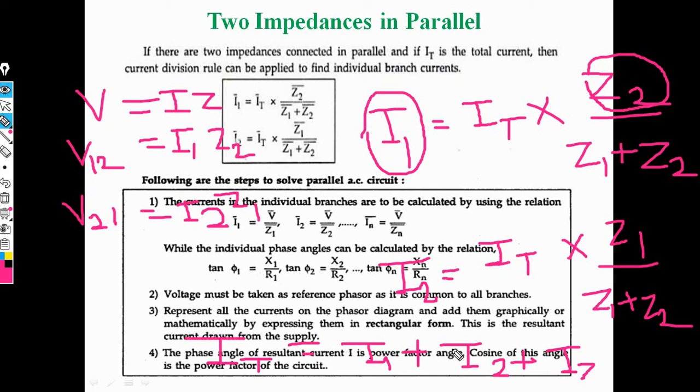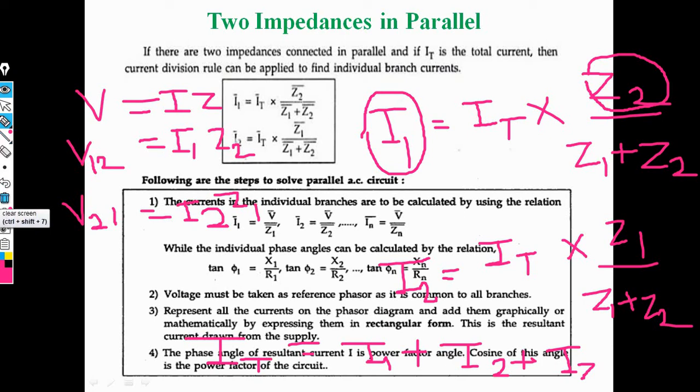It is in two impedances connected in parallel. Then we need the total current, and also we need the current division rule to find out currents I1 and I2. That is I1 is equal to IT into Z2 upon Z1 plus Z. For the same current I2, I2 is equal to IT into Z1 upon Z1 plus Z. Okay, now this is the concept of two impedances connected in parallel.